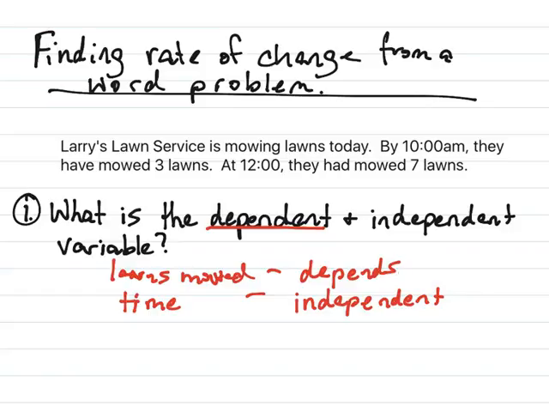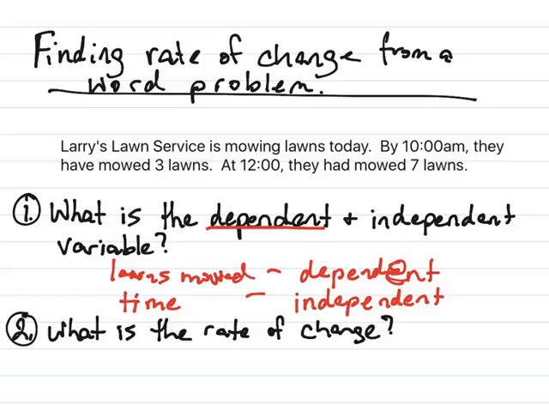So that should say dependent. The lawns mowed is the dependent variable. The time is independent. Okay? What is the rate of change is our next question. And rate of change is just a code word. Anytime you hear rate of change, you need to remember slope. You need to remember this. iStep is always going to probably use rate of change. They're not going to use slope. They're going to say rate of change because they're trying to make sure you understand that rate of change and slope are the same. So I'm going to use my slope formula.